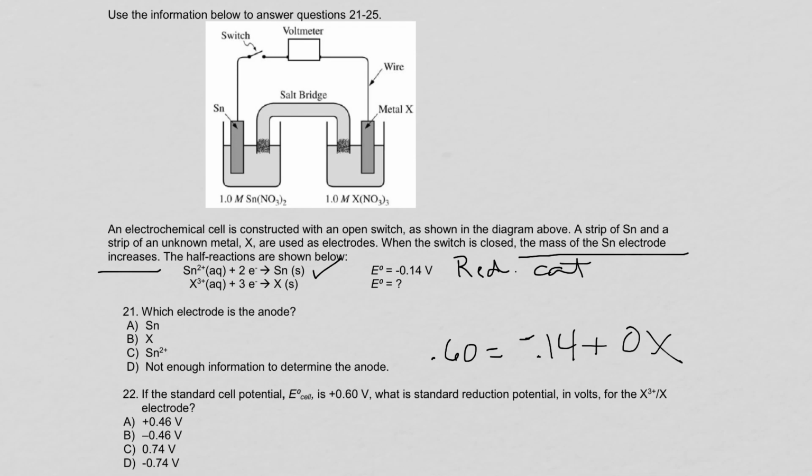Okay, so when we solve for oxidation, adding that to the other side, we see it as a positive 74 volts. However, it's asking again, this is the key word, reduction potential. So the answer is D, negative 0.7 volts. And again, that does make sense. It's more negative. That's why X is being oxidized and 10 is being reduced.